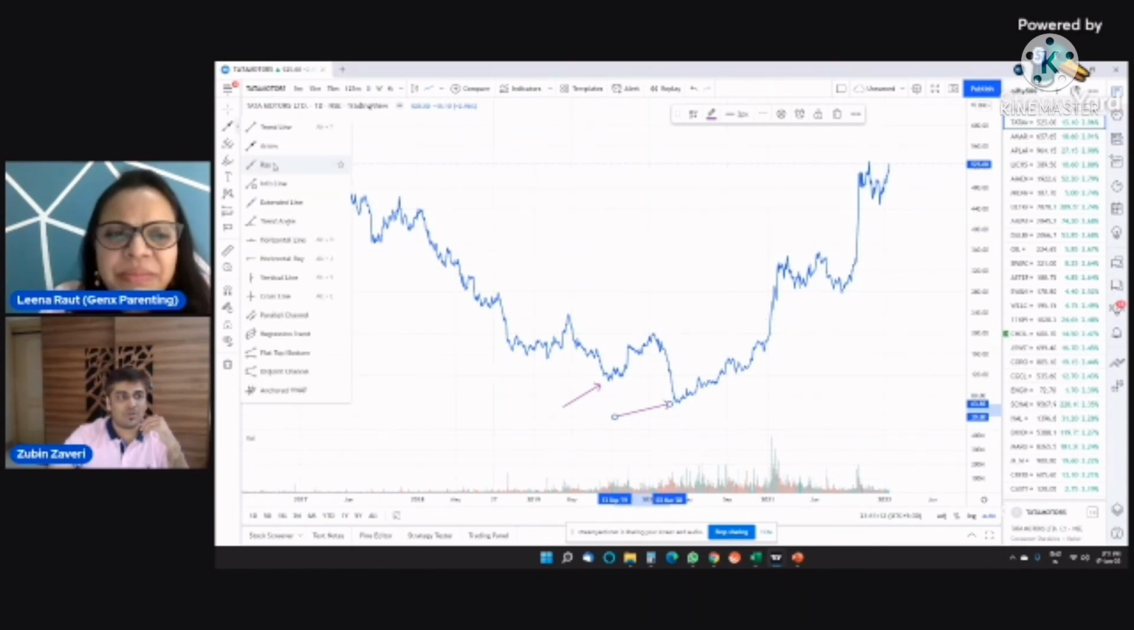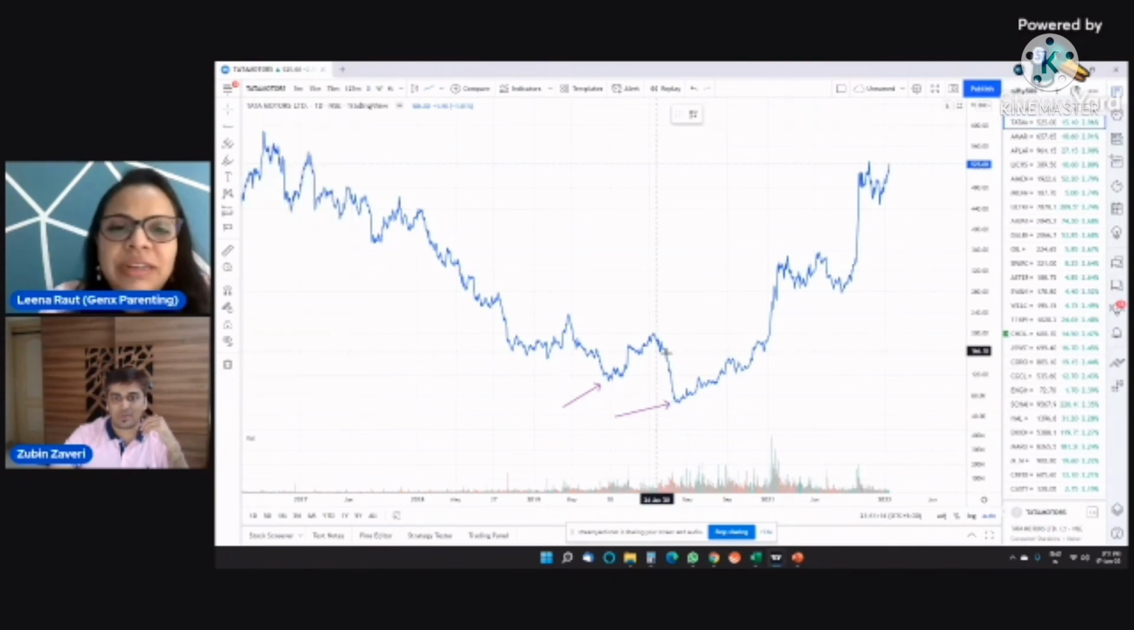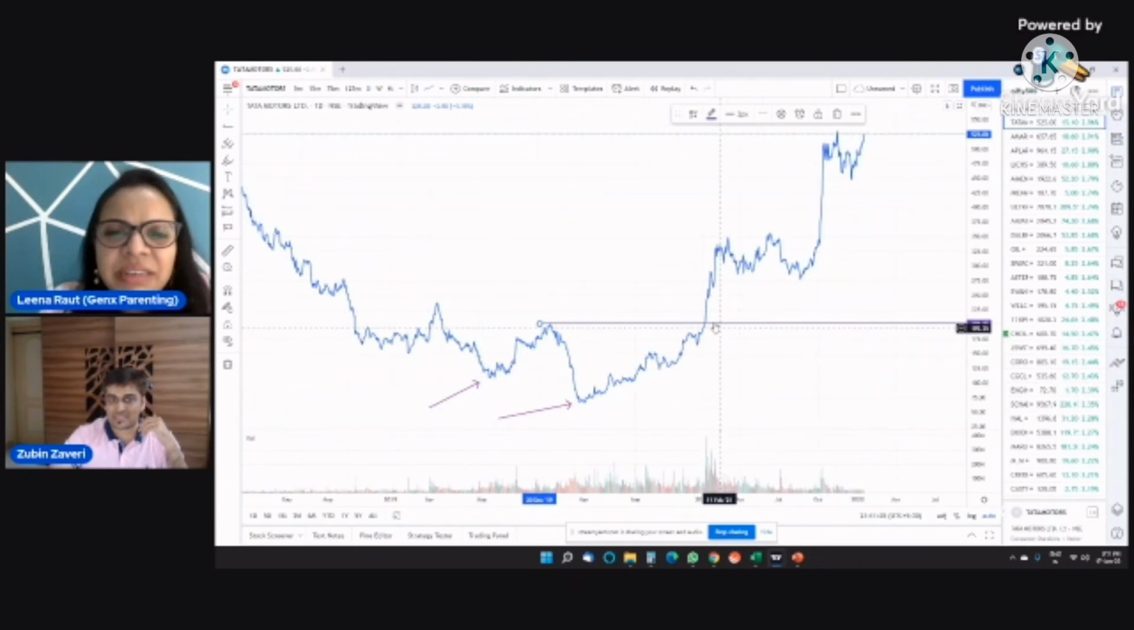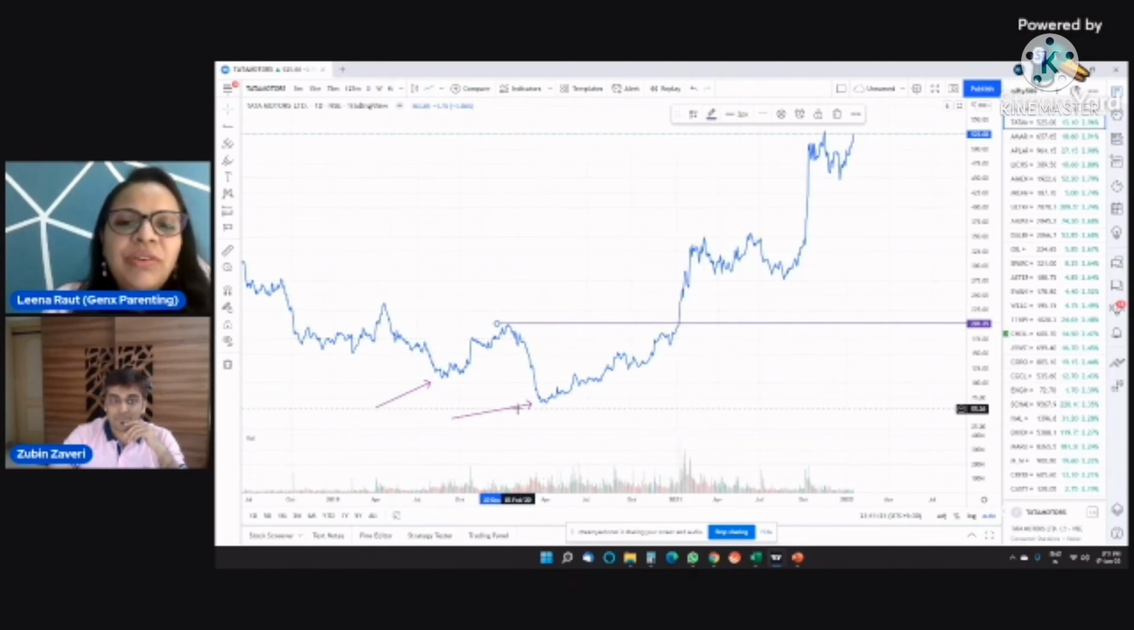What should we do? We should mark a horizontal line, like a ray over here. Once there is a horizontal ray, wait patiently for prices to come up. Now look at this. When price breaks above this, look at the volume. 300 million shares got traded. What is the price at which you have drawn the line?